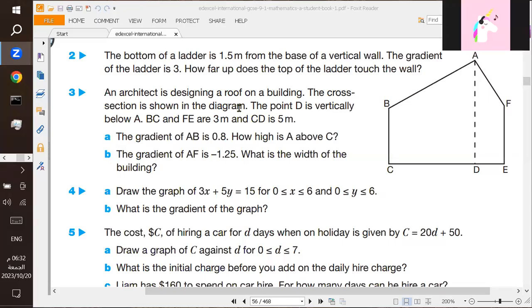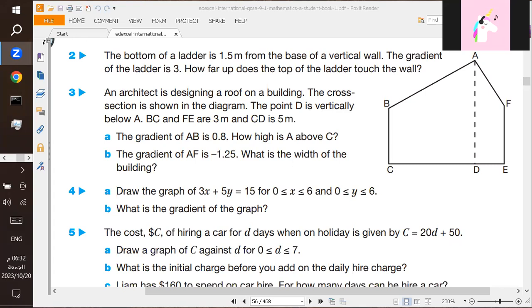Now, question 3. An architect is designing a roof on a building. The cross section is shown in the diagram. Point D is vertically below A. Yes, BC and FE are 3 meters and CD is 5.